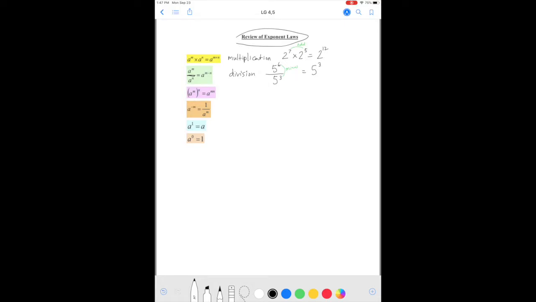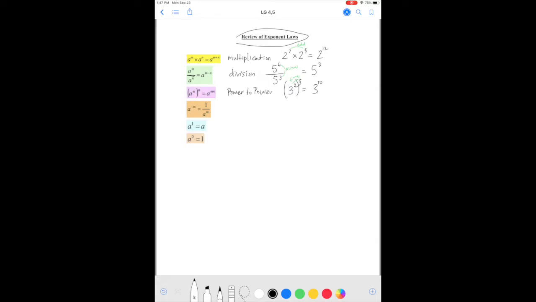All right, the next one I call power to power. So we have a base, let's say we have 3, and it's got an exponent, and it's got a bracket, and it's going up to another exponent. So power to power, the laws say we multiply. So we go 5 times 2 is 10.